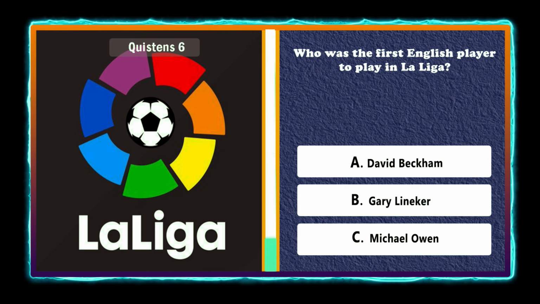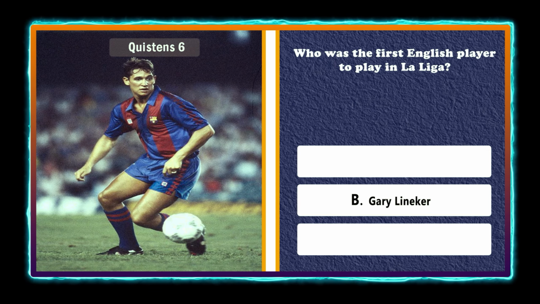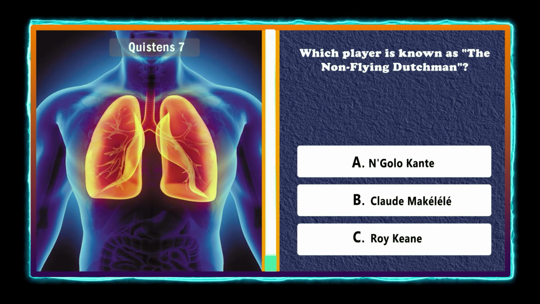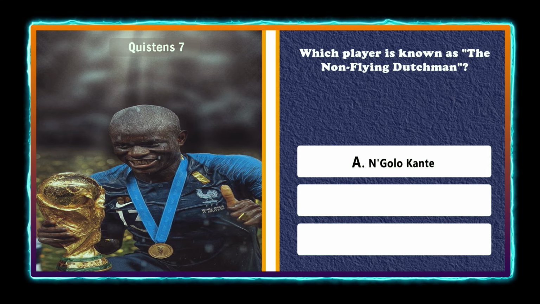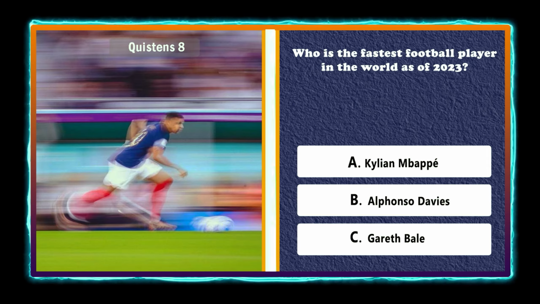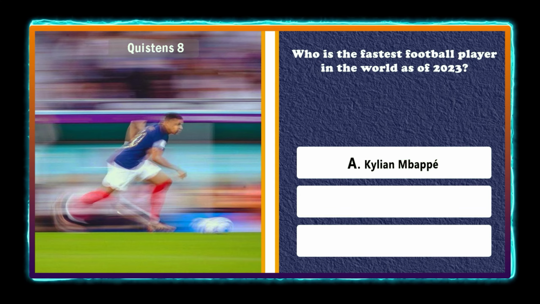Who was the first English player to play in La Liga? Gary Lineker. Which player is known as the non-flying Dutchman? Who is the fastest football player in the world as of 2023? Kylian Mbappe.